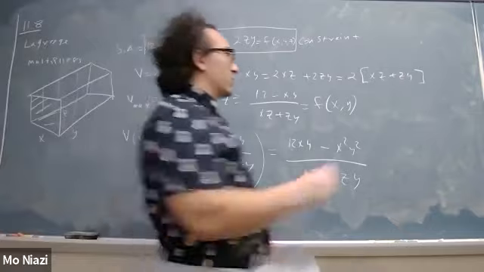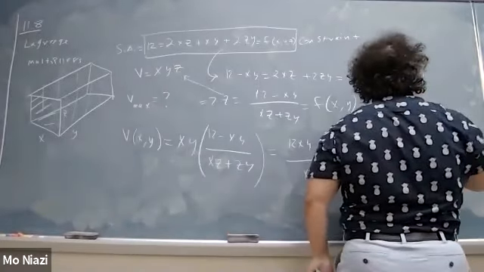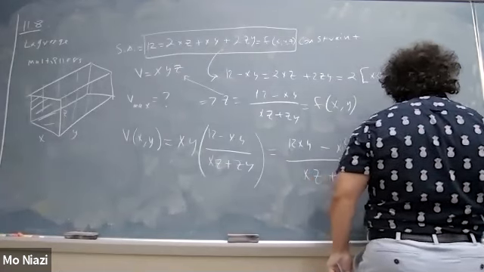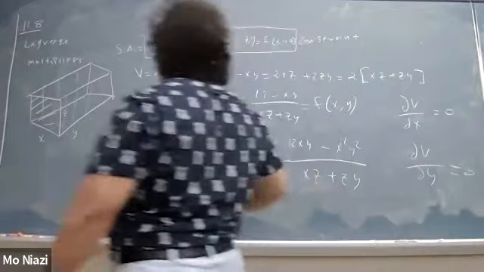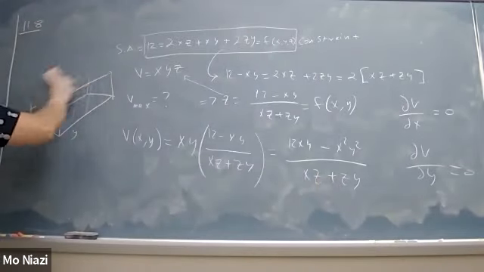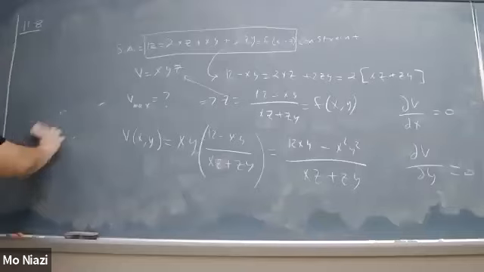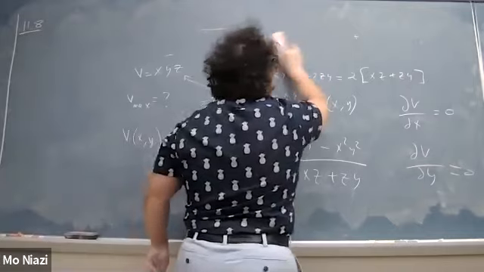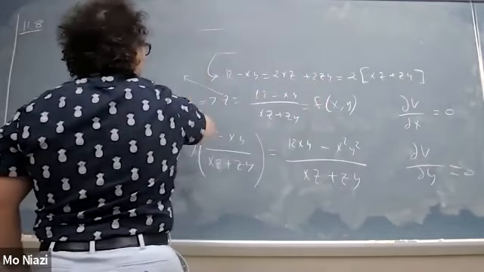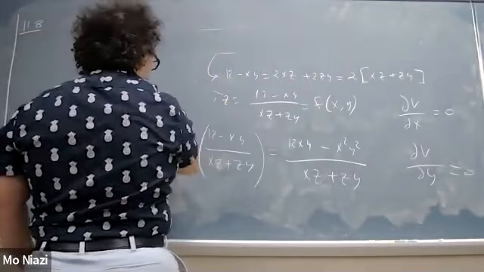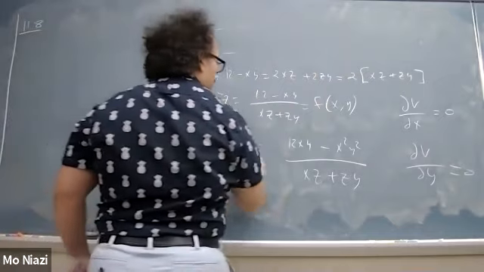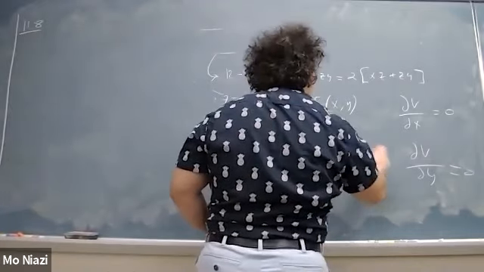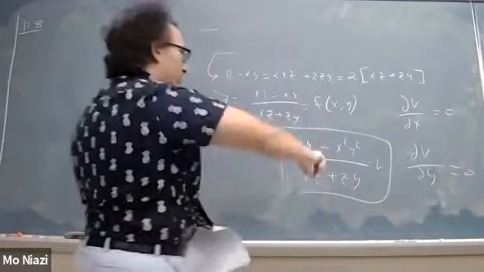What we want to find is partial V partial x, and we want to set it equal to 0. We want to find partial V partial y, and we want to set it equal to 0. Doing that takes a very, very long time, as you will see by doing one of them. Recall that this is our V. We'll do one of them laboriously.